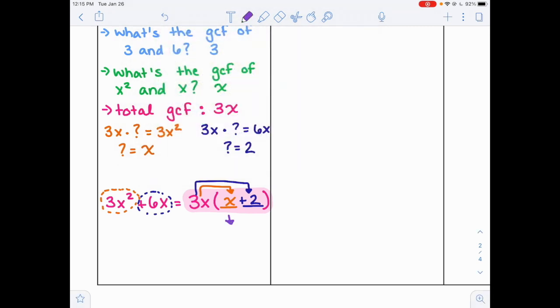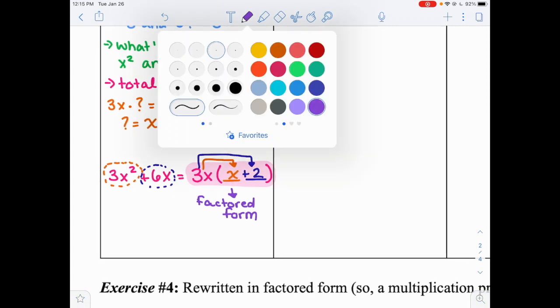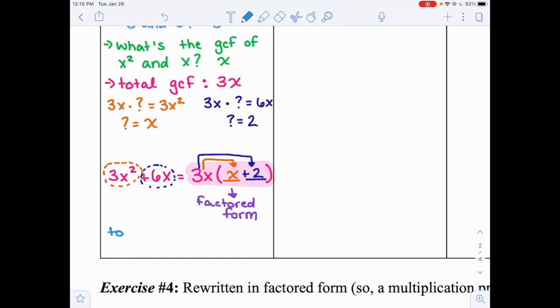This is factored form. And again, to check, you can distribute. If I distribute this, I do end up with 3x times x is 3x squared, and 3x times 2 is 6x. So I know I'm correct.